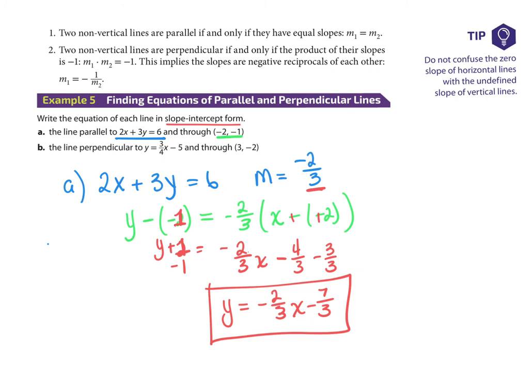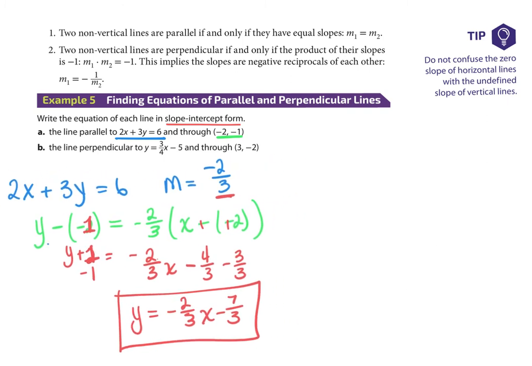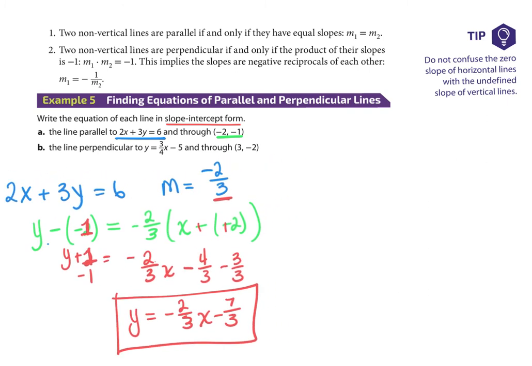The next question says perpendicular. All right, so my very next one says I want perpendicular. Now this line they gave me in what form? Slope-intercept. So I don't have to solve for my slope. They just handed it to me on a silver platter here, but it is perpendicular. So what is the slope of the original line? My original line has a slope of 3/4.